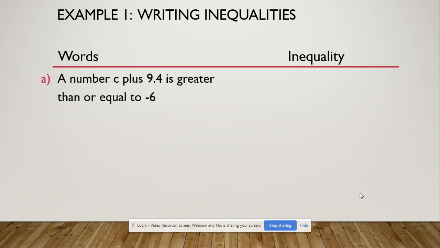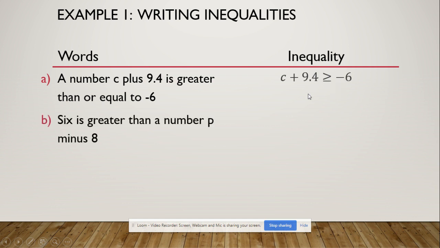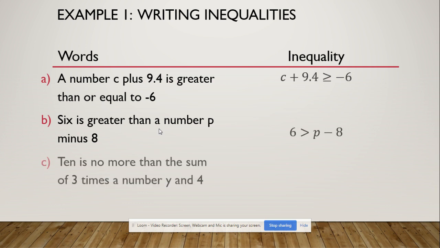We're going to do a quick, simple practice with identifying which of these symbols we would use. So, a number C plus 9.4 is greater than or equal to negative 6. So, C plus 9.4 greater than or equal to negative 6. 6 is greater than a number P minus 8. So we got 6. We need the greater than symbol, P minus 8.